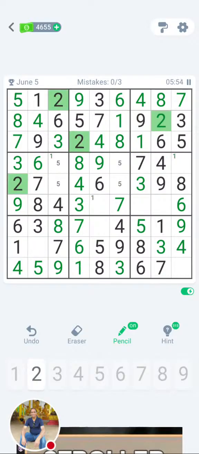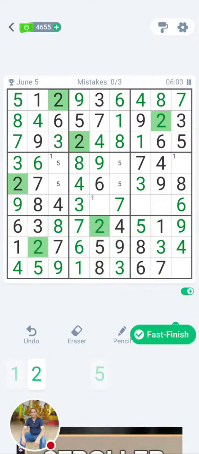Only 2 will come there. So can I fill in another 2 anywhere? 2 will come there. And 2 will come here. And 2 will go there. And 2 will go there. So 2 is over.